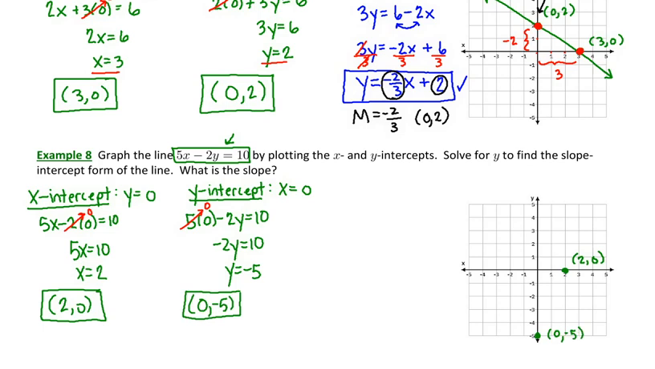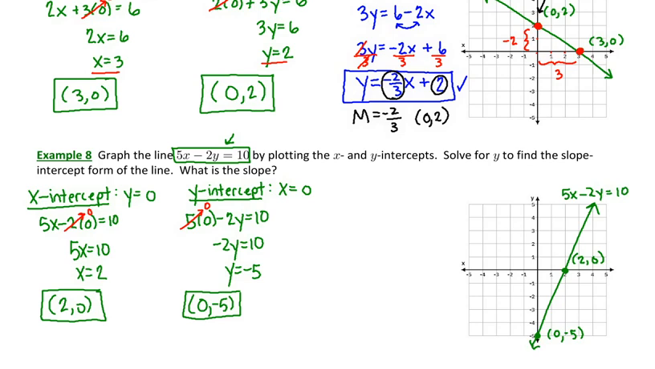0, negative 5. And then carefully connect the dots to graph the line. Arrows on the end of that line. And we'll go ahead and label it with general form, 5x minus 2y equals 10.